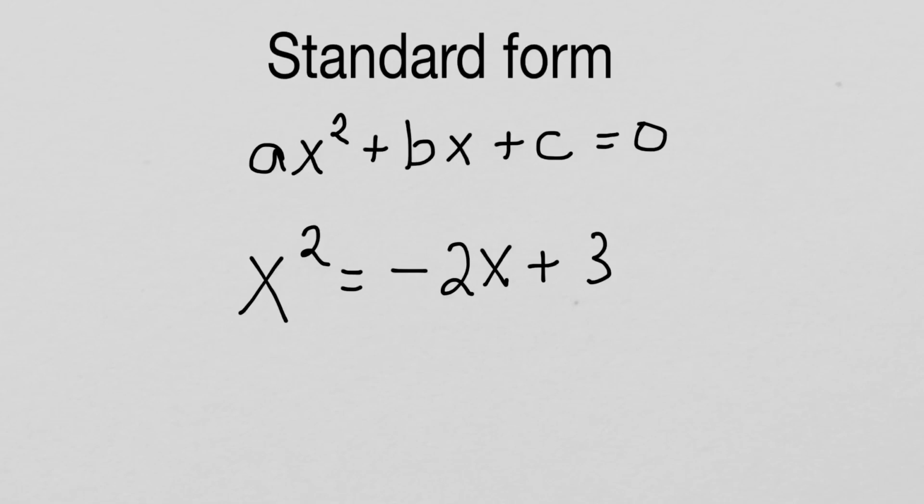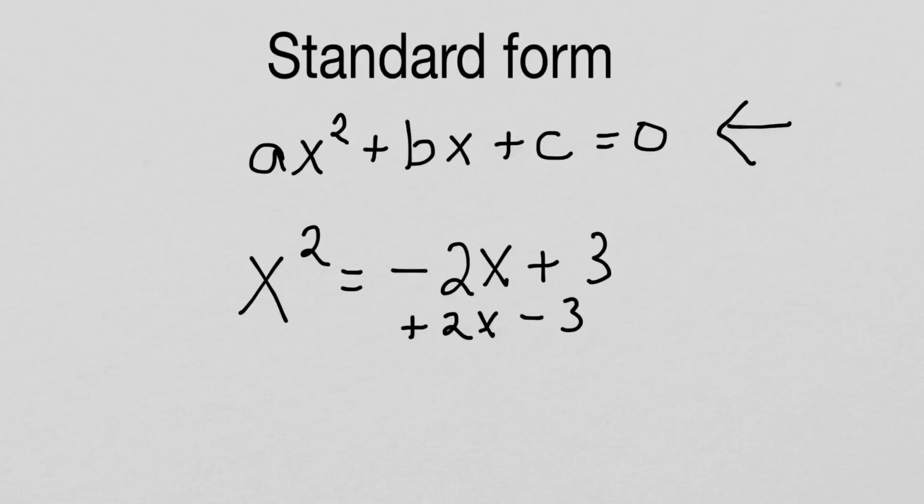Got something a little different here. I've got x squared equals minus 2x plus 3. I want to put it in standard form. I know the x squared is going to stay on the left side. I've got to do something with this minus 2x plus 3. And to do that, it can be as simple as I can do both of these at one time. I can go plus 2x minus 3.